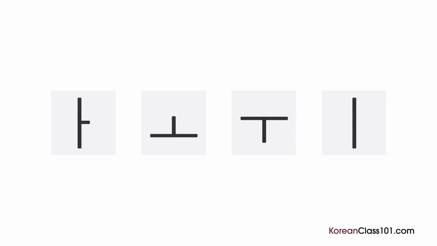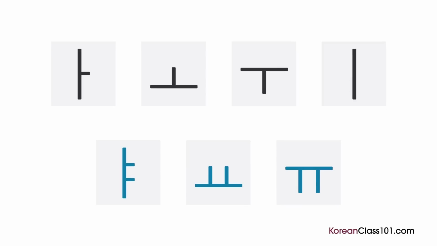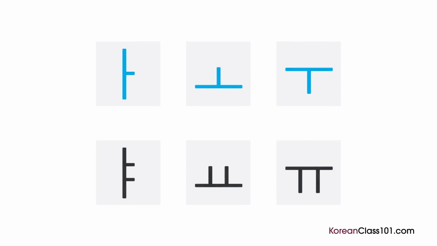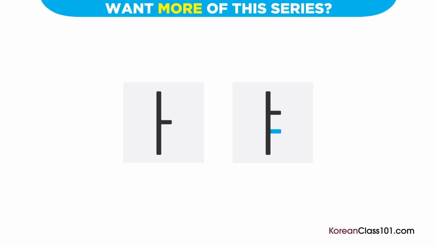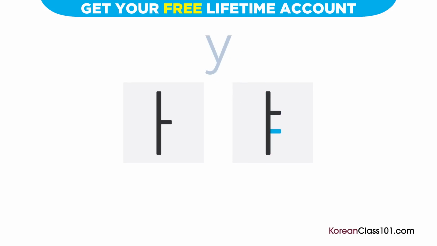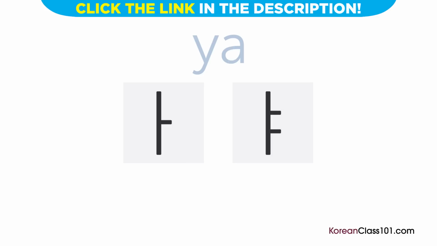The next 3 vowels you will learn look like this. These 3 vowels look very similar to the ones that you just learned. The only difference is that they each have an extra stroke attached to them. Listen to how the pronunciation of the vowels change when the small stroke is added. A. Ya. This small stroke adds a Y sound to the beginning of the original sound.